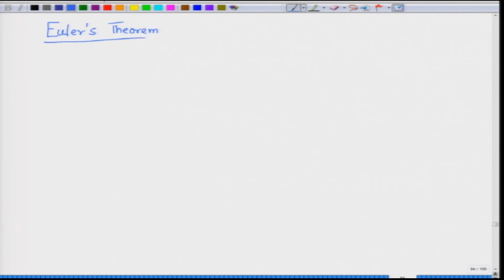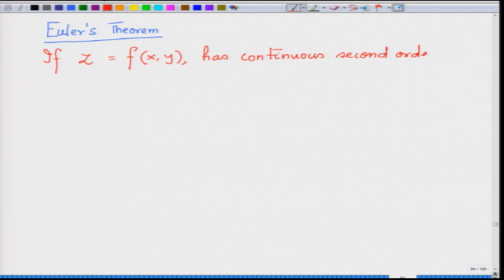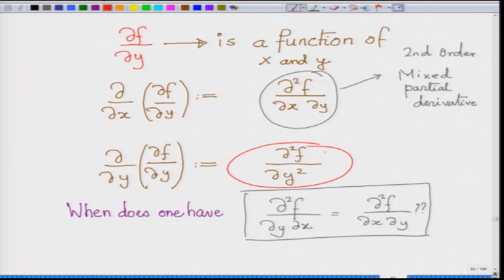So, what is Euler's theorem? If z equal to f x y has continuous second order partial derivatives and mixed partial derivatives. So, del 2 f del x 2, they are just called partial derivatives of second order, while this is just called a second order mixed partial derivative. Just to put in some terminology.